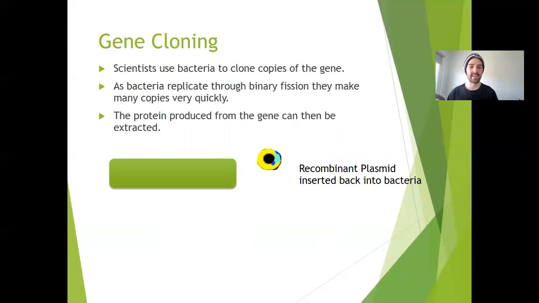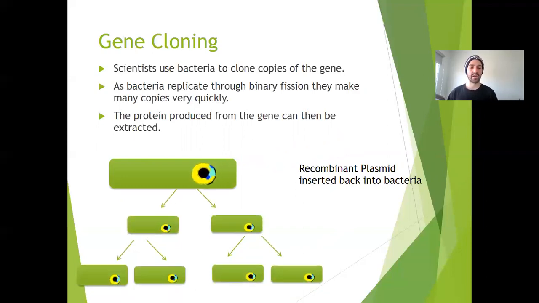So here, for example, we place our plasmid into the bacteria. It undergoes binary fission over and over, and you can see that each of these bacteria now have that plasmid with the desired gene present. So we might then harvest whatever that gene is responsible for.